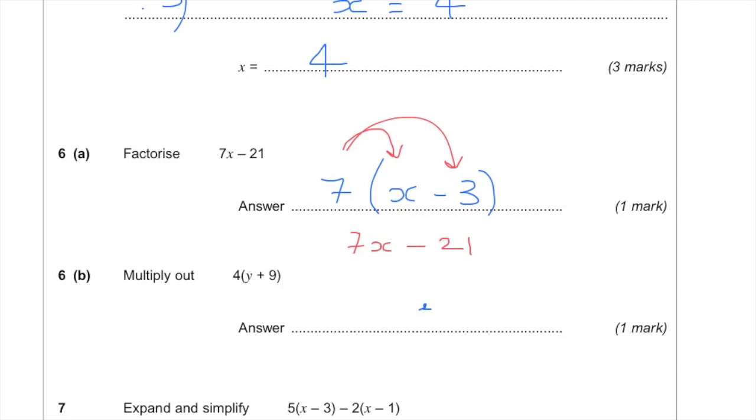6 Part B, multiply out or expand 4 bracket y plus 9. So we know that 4 multiplied by y is 4y, 4 multiplied by 9 is 36, and it's a positive 36.